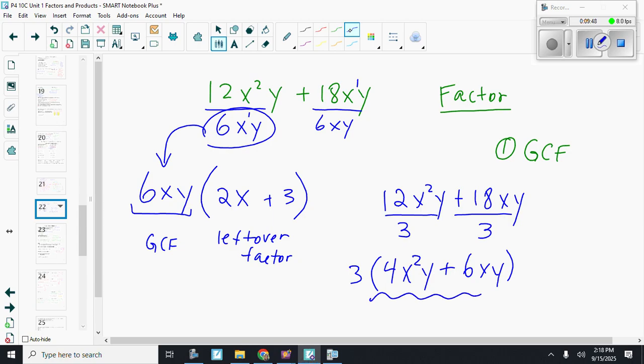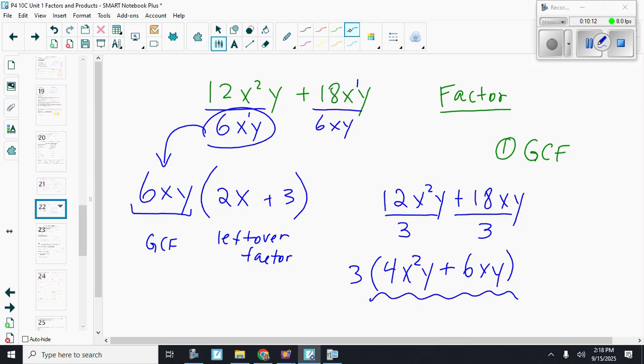What I want you to take a look at when you're doing your factoring is look at your factors, your leftover factors. Is there still something common here? They're both even. I could still take out a 2, right? And they both have an x. I totally forgot to take out my variable. And they both have a y. I could have done that too.